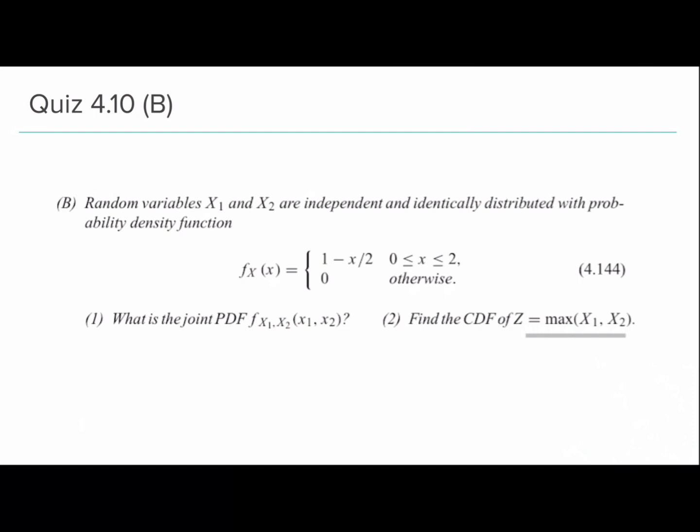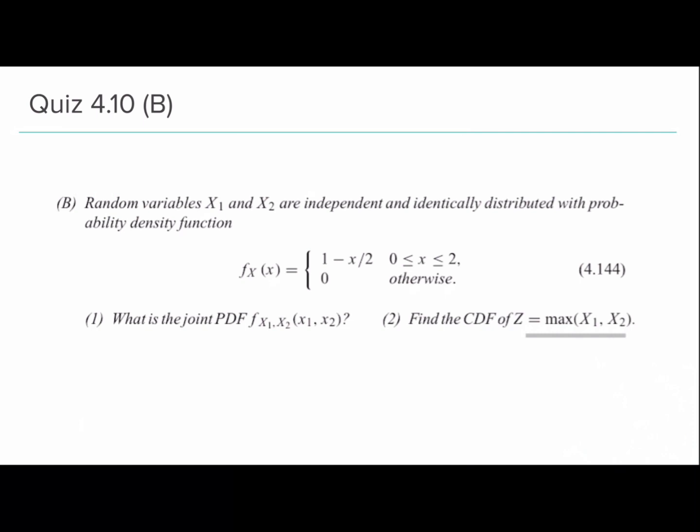Alright, so let's start with the first question, which is quiz 4.10b. The question says, random variables x1 and x2 are independent and identically distributed with probability density function fX of x equal to 1 minus x by 2 for x belonging to the interval 0 to 2 and 0 otherwise. In the first part, we have to find the joint PDF f of x1, x2 of small x1, x2. And in the second part, we have to find the CDF of z equal to max of x1, x2.